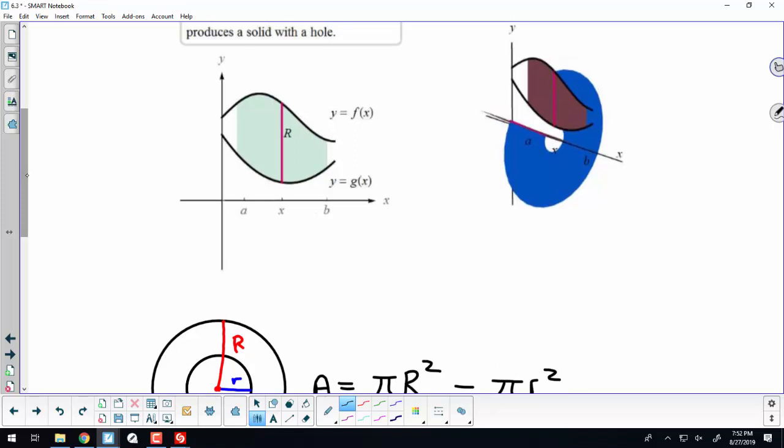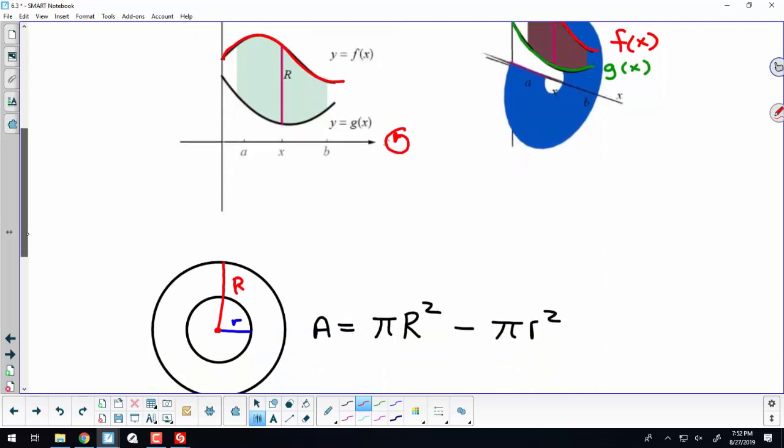So here, let's see if we can code this a little bit better. There's your f of x, and here's your g of x. That slice or that rectangle is that rectangle. But notice over here in this two-dimensional setting, we do this in red. When we rotate, if we think about this revolving around the x-axis, then that's what's generating our outer radius or our larger radius.